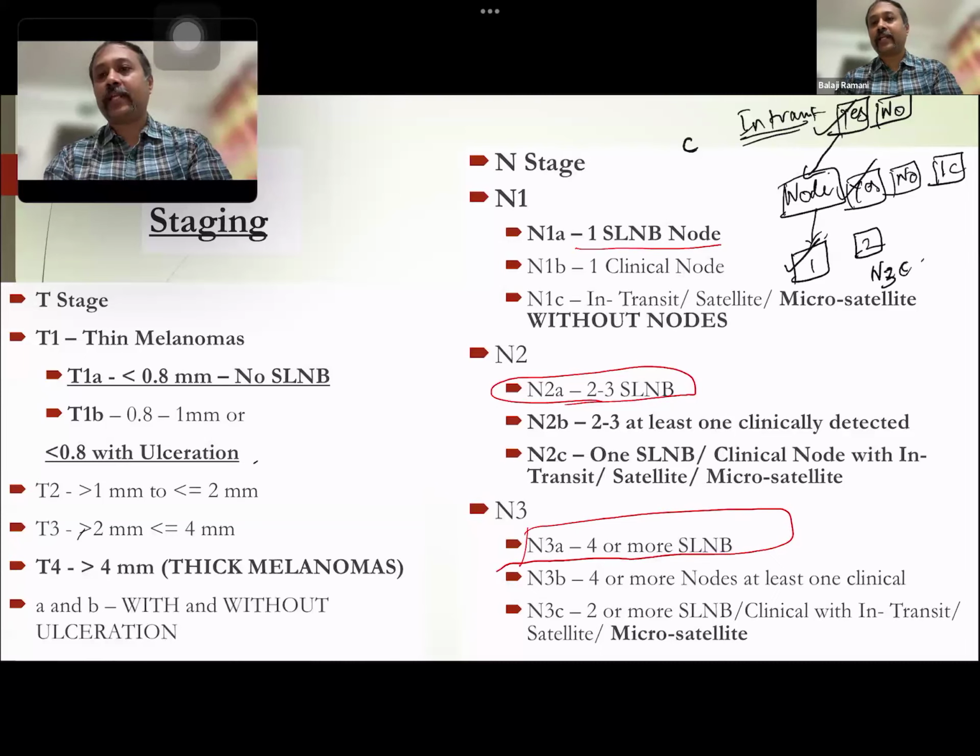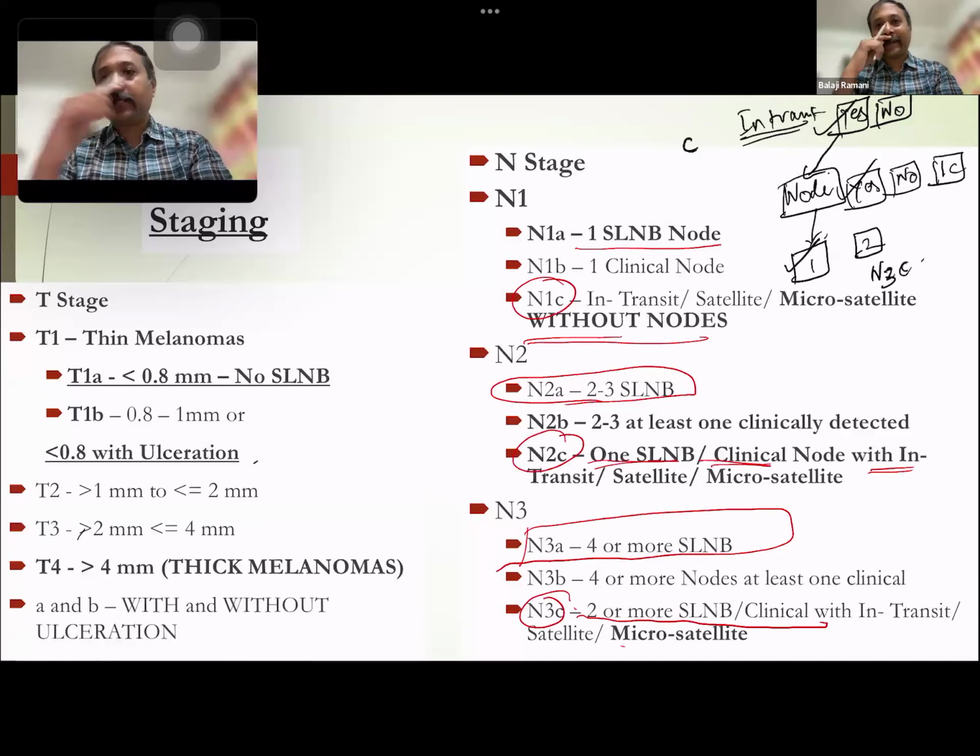Then you look at the satellite lesions. So satellite is any satellite without nodes is N1C. Then you have one SLNB node or one clinical node with this one. So satellite plus one node is going to be N2C. And satellite plus 2 or more nodes is going to be your N3C.